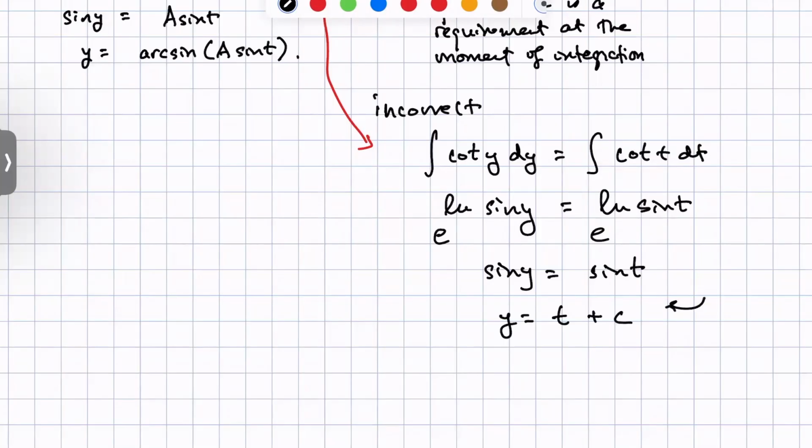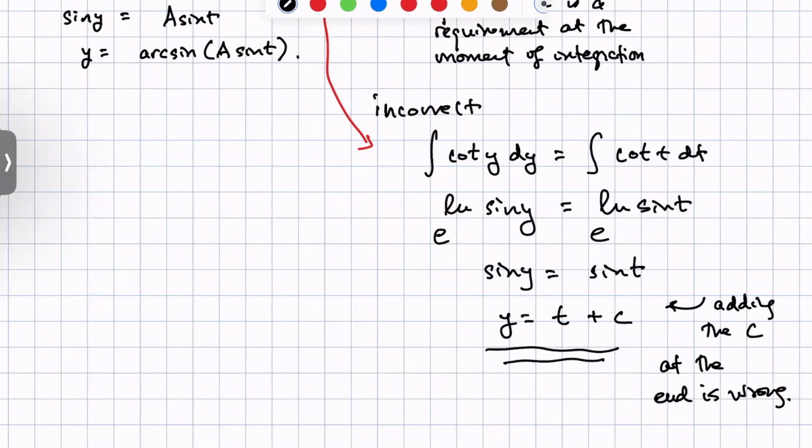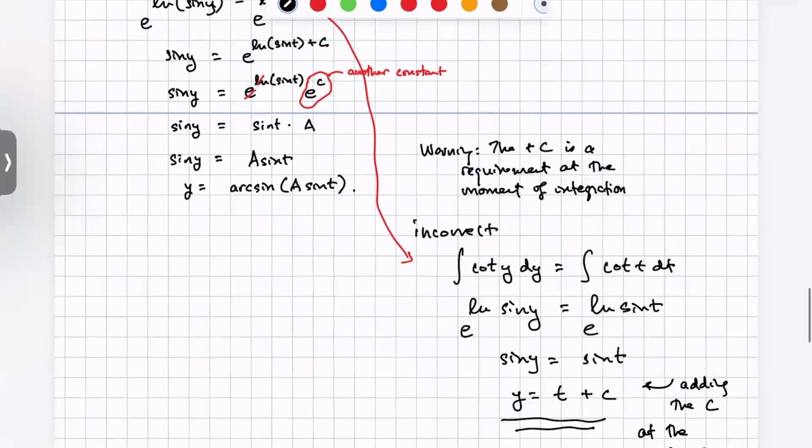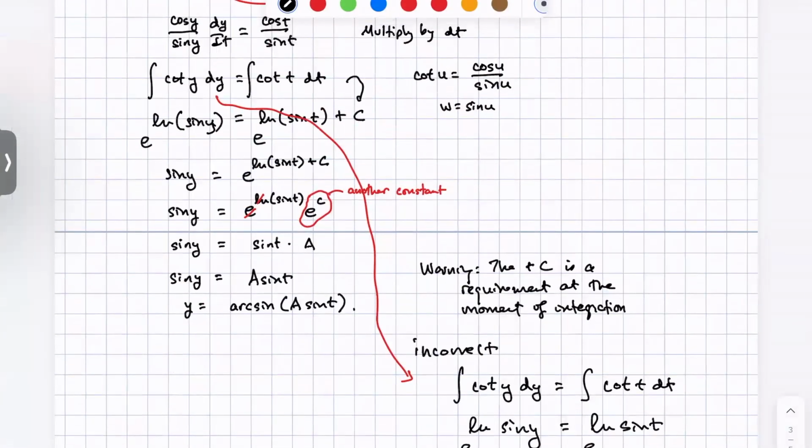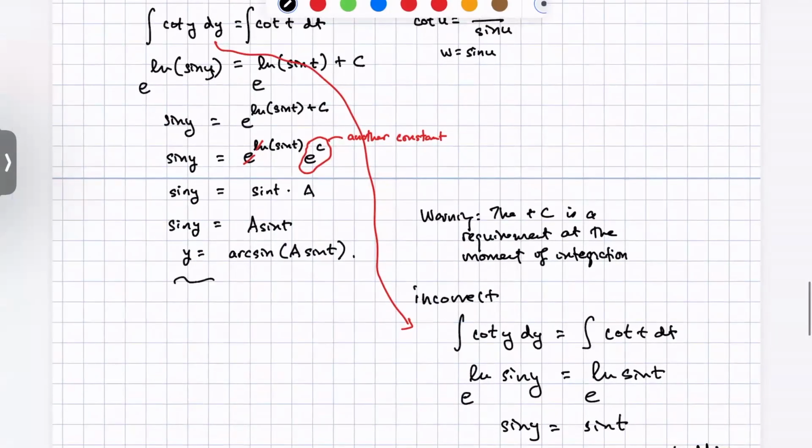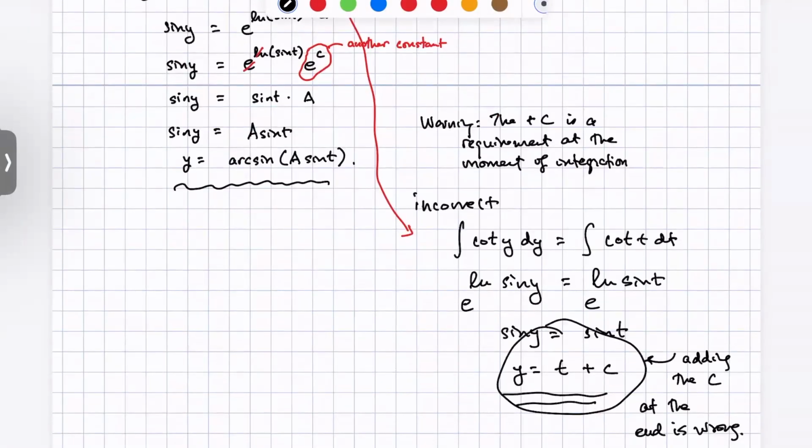Okay. Right. Adding the c at the end is not correct. It is wrong. So this is not the correct solution, right? You have to add the c at the moment of integration and not after that. That's a really important thing to remember. So this is the correct answer and not this.